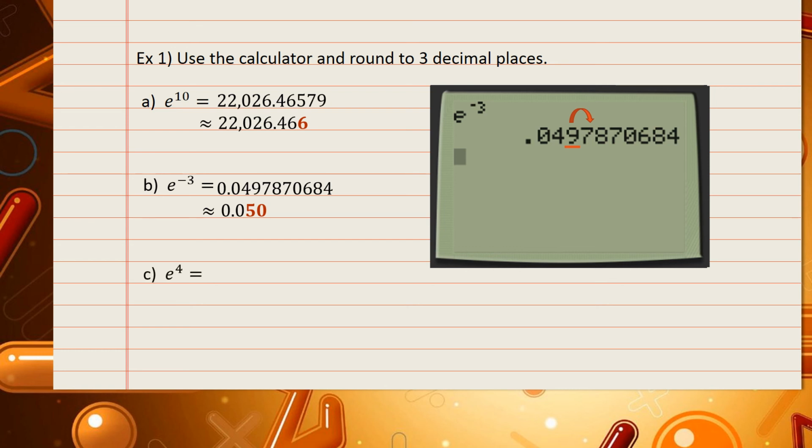For C, we have e raised to the 4th power. This is your try it problem. Hopefully you found the value from the calculator, and if you rounded correctly, you should have got 54.598.